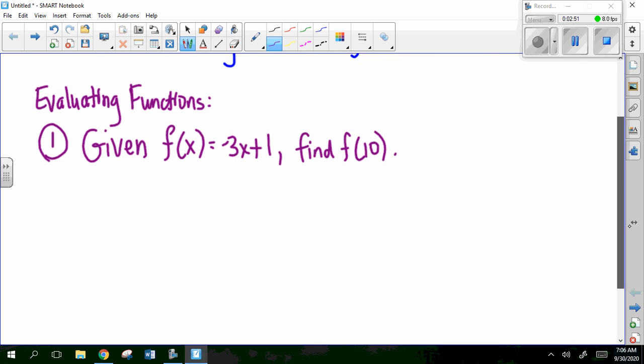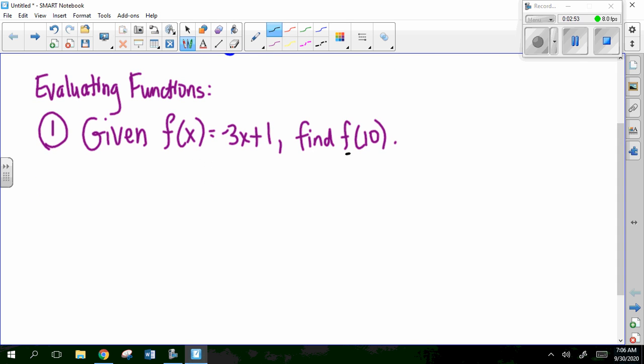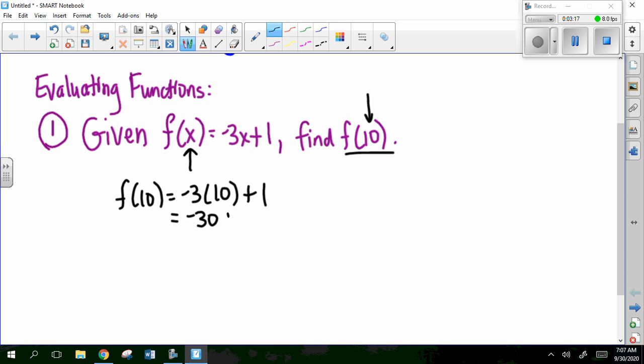Okay, now if you look at f of 10, hopefully you realize that 10 is in the same spot, all right, as the x in the equation, okay? And so that's literally what it means. It means plug 10 in place of x in the function and simplify, okay? So we're just going to do the math. We get negative 30 plus 1, and we get negative 29. So f of 10 is now equal to negative 29.